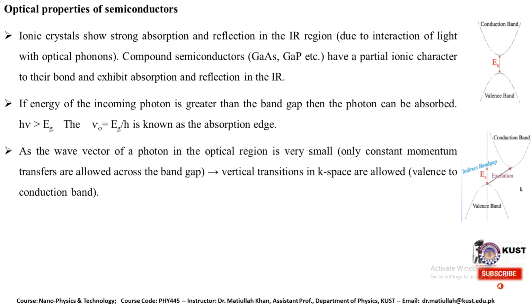So the wave vector of a photon in the optical region is very small, and only a small constant momentum transfer is allowed across the band gap. So vertical transitions in k-space are allowed.